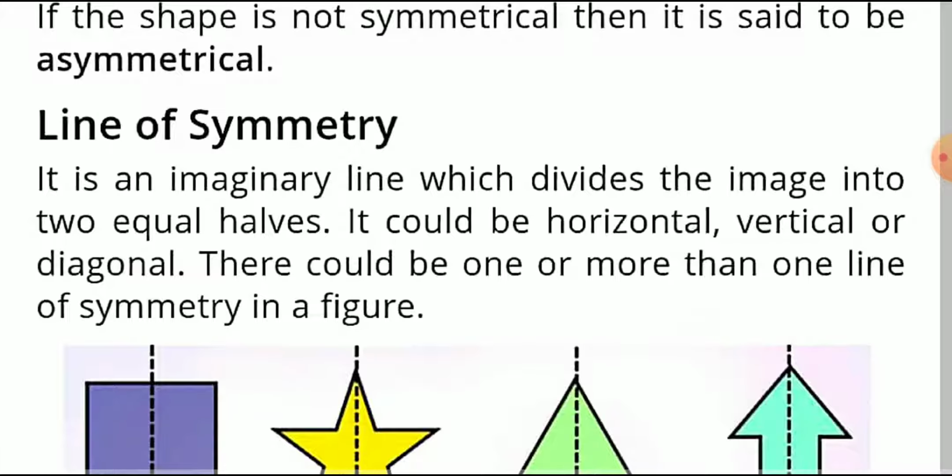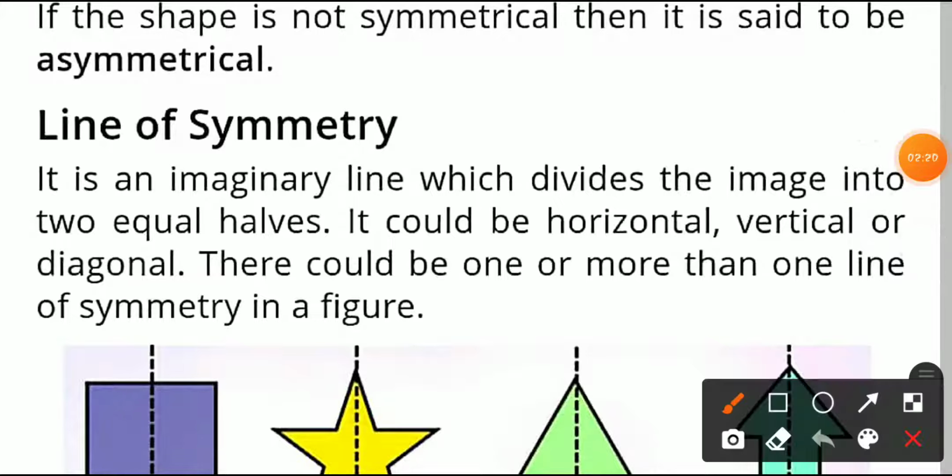Now, line of symmetry. It is an imaginary line which divides the image into two equal halves. It could be horizontal, vertical, or diagonal. There could be one or more than one line of symmetry in a figure. It is an imaginary line, which you can draw or make while observing the figure.